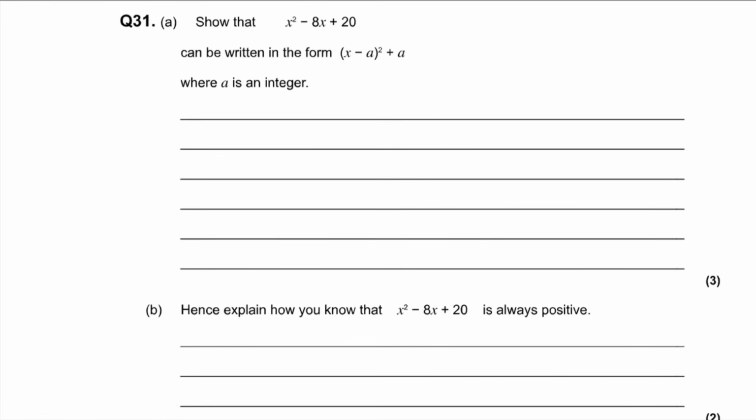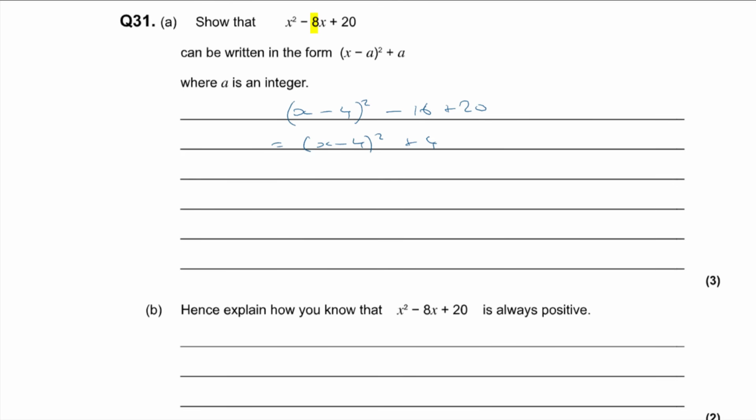Question 31a, show that x squared minus 8x plus 20 can be written in the form x minus a all squared plus a. Okay, interesting, double a. Right, so let's do that then. So taking the coefficient of x and halving it, so I'm going to get x minus 4 all squared, taking off a square of that number, minus 16, plus the 20 that was already there. That's going to give me x minus 4 all squared plus 4. Yeah, so a and a then, isn't it? So we did it. Hence explain how you know that x squared minus 8x plus 20 is always positive.